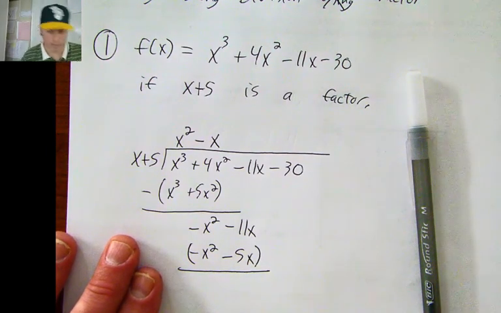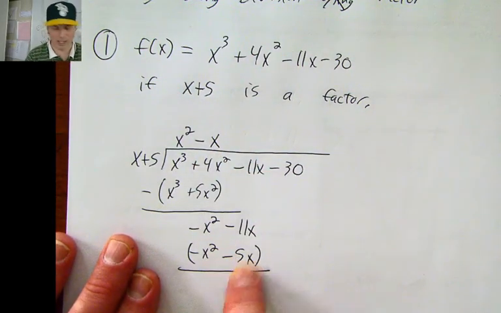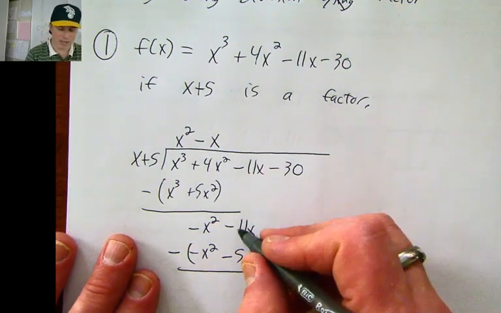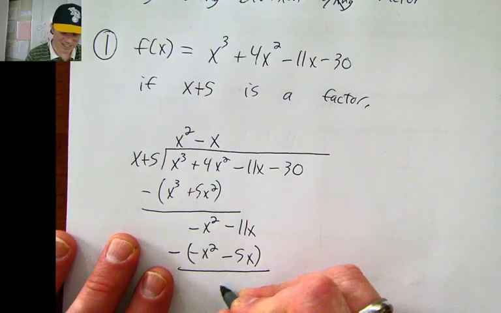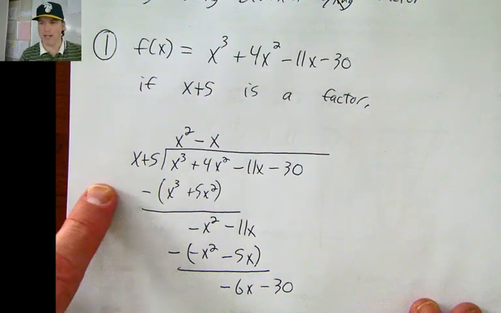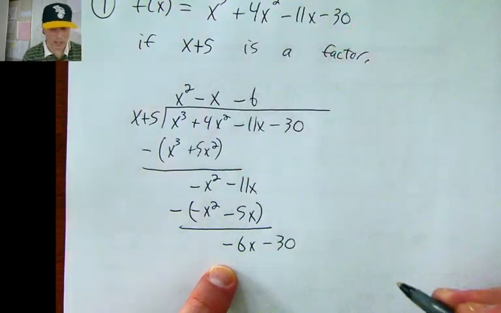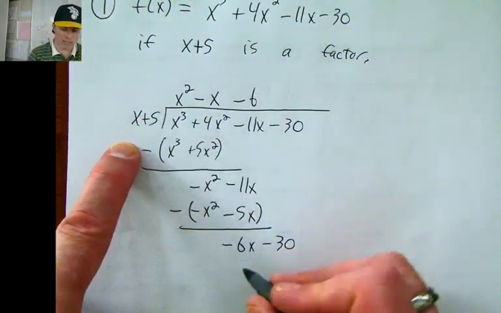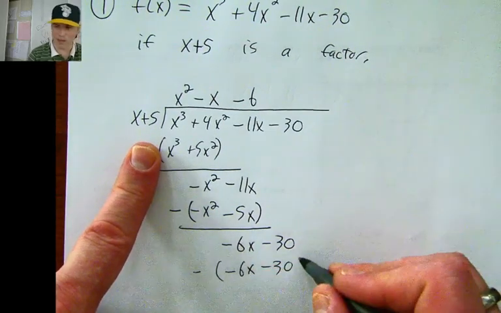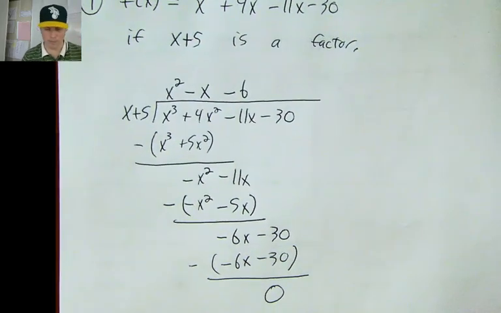Now I'm less distracted. So I've multiplied negative x times x plus 5, giving me negative x squared minus 5x. I subtract. The x squareds beautifully cancel out. Negative 11x plus 5x is negative 6x minus 30. And then x times what gives me negative 6x? That would be minus 6. And then hopefully at this point, this is where the no remainder is going to come in. Negative 6x minus 30. We have the exact same thing, so when we subtract, everything beautifully cancels out, and I'm left with a remainder of 0.